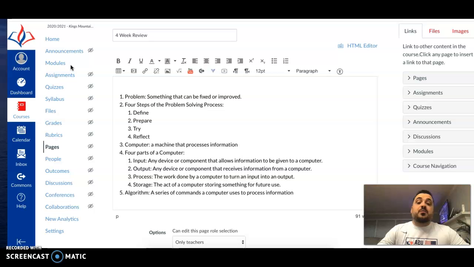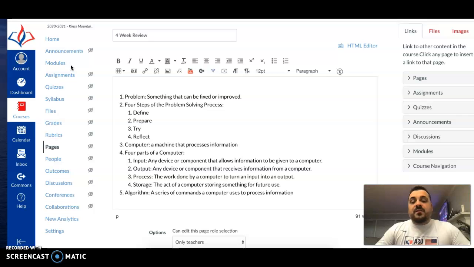Storage is the act of a computer storing something for future use. And that processing piece, turning an input into an output, is done through an algorithm, which is our 5th bullet point. An algorithm is a series of commands a computer uses to process information.